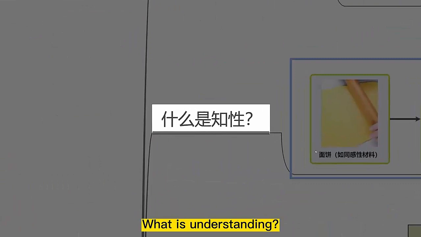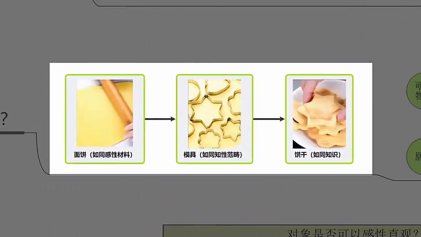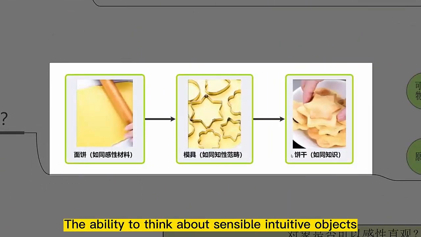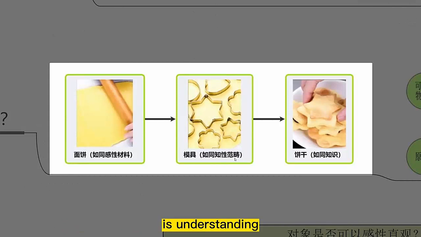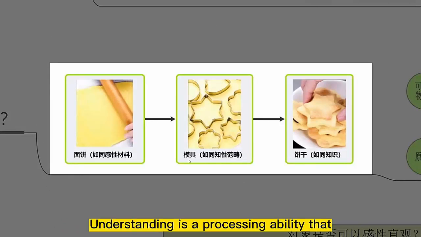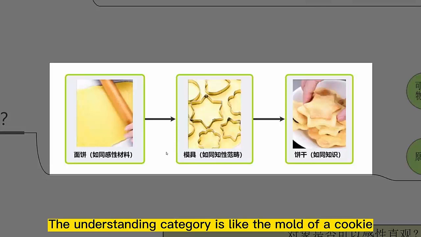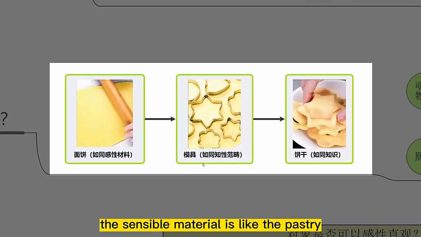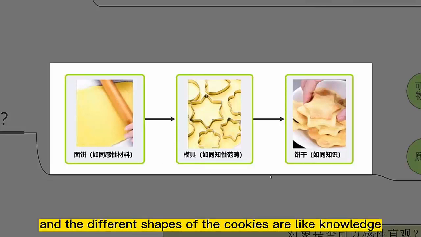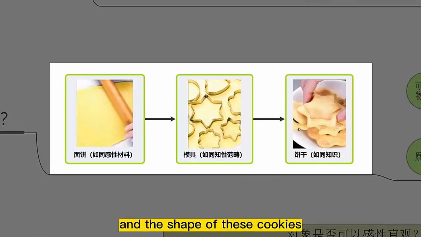What is understanding? The ability to think about sensible intuitive objects is understanding. Understanding is a processing ability that processes sensible materials into knowledge through categories. The understanding category is like the mold of a cookie, the sensible material is like the pastry, and the different shapes of the cookies are like knowledge, and the shape of these cookies can only be the shape of the mold.